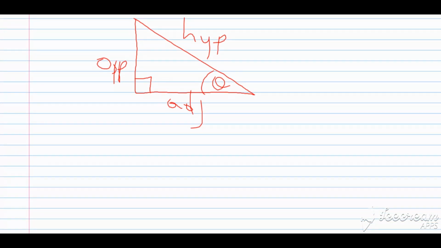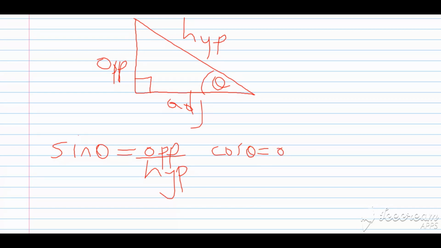We know that the sine of the angle, sine theta, is equal to the opposite side over the hypotenuse. The cosine of the angle, which is cos theta for short, is equal to the adjacent side over the hypotenuse. The tangent of the angle is equal to the opposite side over the adjacent side. So these are our basic trig ratios.